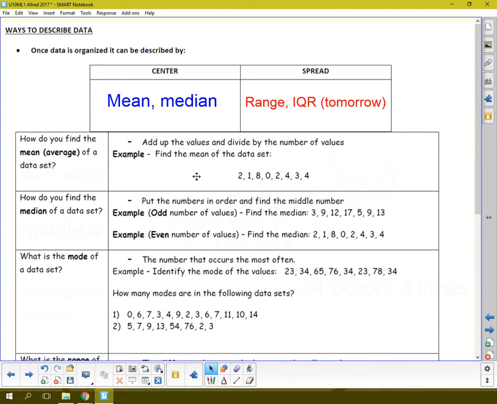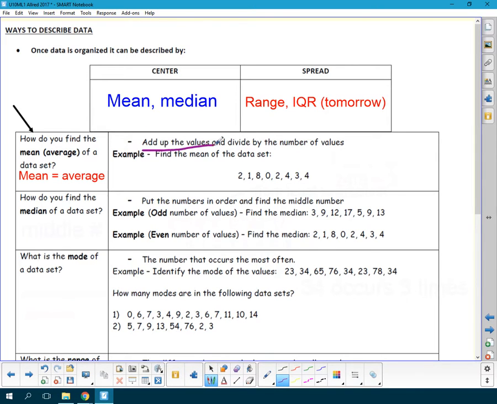When you're trying to find the mean of a data set, I'm looking here at this next example. Mean is a big word for average. So when you're trying to find the average of a data set, you're going to add up all the values and then divide by the total number of values. We did this a long time ago, back when we had that social studies day for World War II, and we counted push-ups and pull-ups. We found our set average. I'm going to take those numbers and add them all together. When I did 2 plus 1 plus 8 plus 0 plus 2 plus 4 plus 3 plus 4, I got 24.